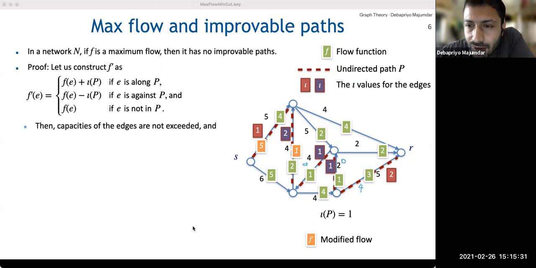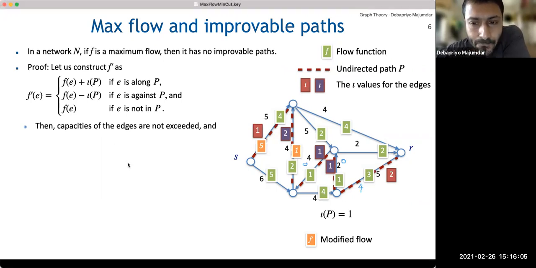Good. Now the capacities of the edges are not exceeded by the formula itself. Why? Because IP is just the capacity minus the flow. If I'm adding the IP of the edge, and IP is the minimum of the improvements of all the edges, then I'm not exceeding the capacity. Here I'm not exceeding the capacity because I'm actually subtracting something, and here I'm not changing anything. So since F was a flow within the capacity, F prime will also be within the capacity.